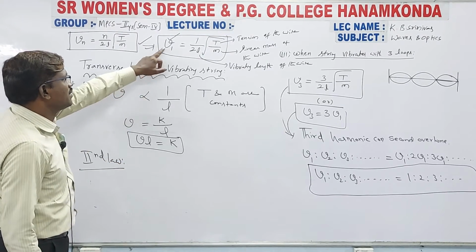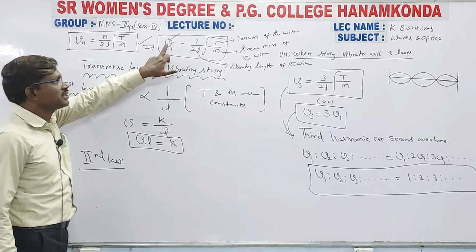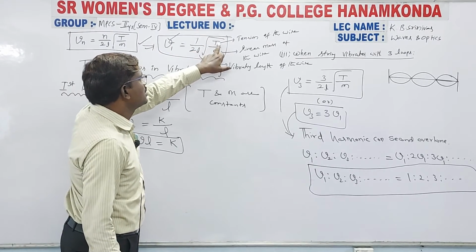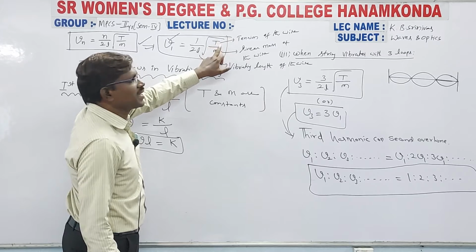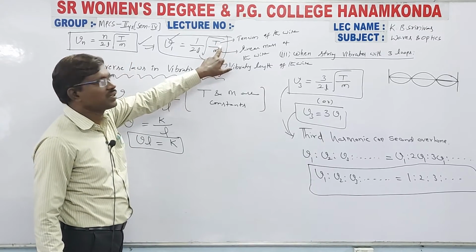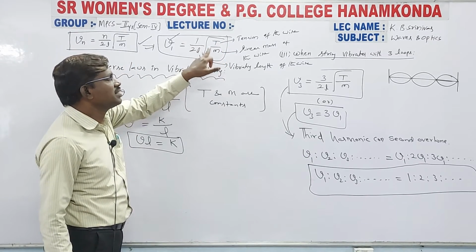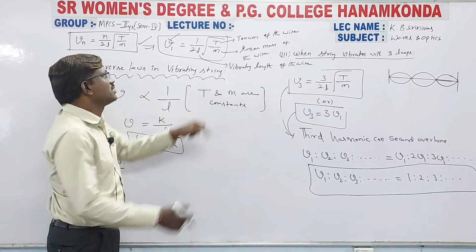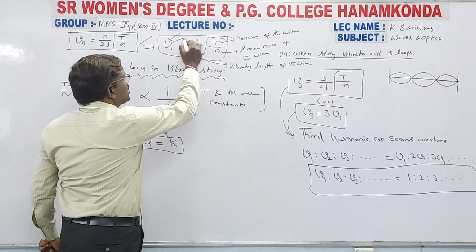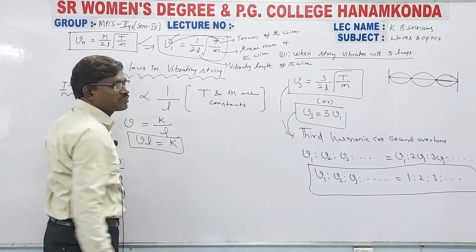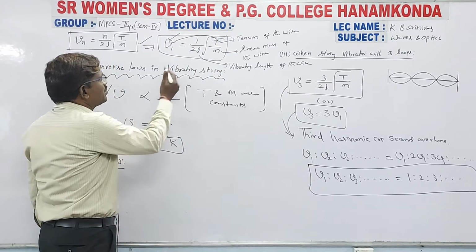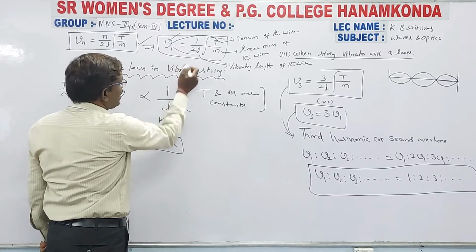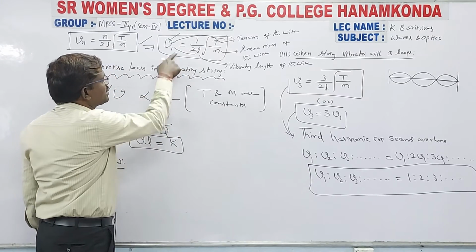The frequency of the wire is directly proportional to the square root of tension of the wire, keeping length and linear mass density of the wire as constant. This is the relationship between the frequency and tension. First law is the relationship between the frequency and length. This is about frequency and length.